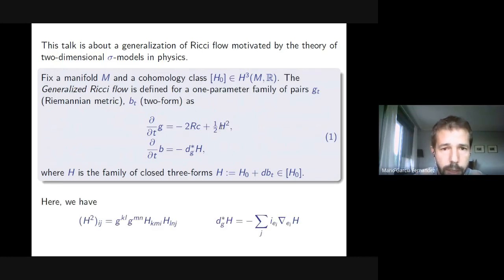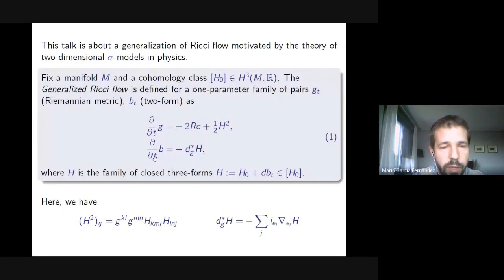So what is this? First, H is a family of closed three-forms given by deforming the initial three-form by d of B_t, d of the two-form. And this H squared is a symmetric 2-tensor cooked up out of two copies of H and a contraction with the metric like this. This is written in components. Okay, so this is the evolution of the metric.